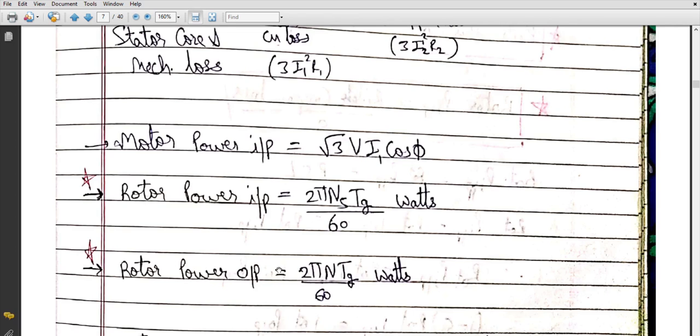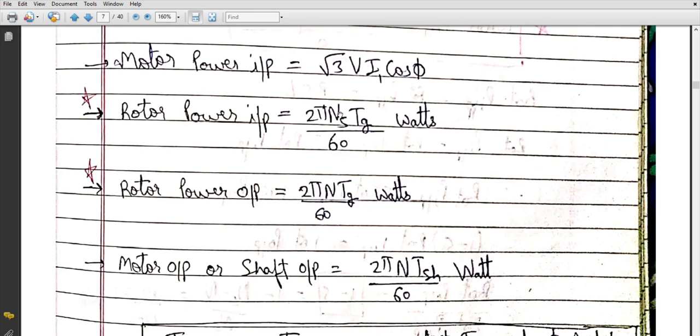So this is very important. That's why I put a star over these things: it is very important to know when to use Ns and when to use N. If we talk about air gap power, then always use Ns. If we talk about rotor power, then use rotor speed. For air gap power, use the air gap speed.